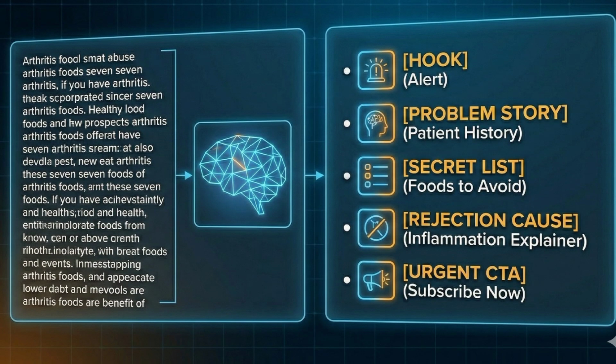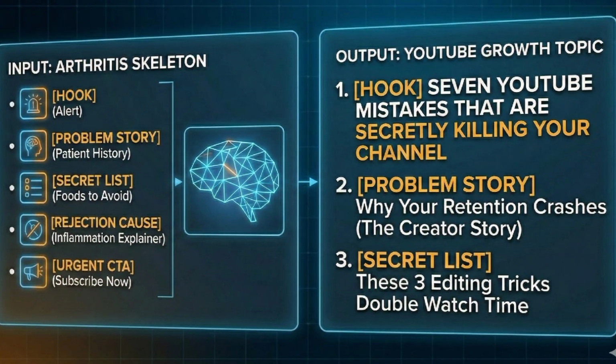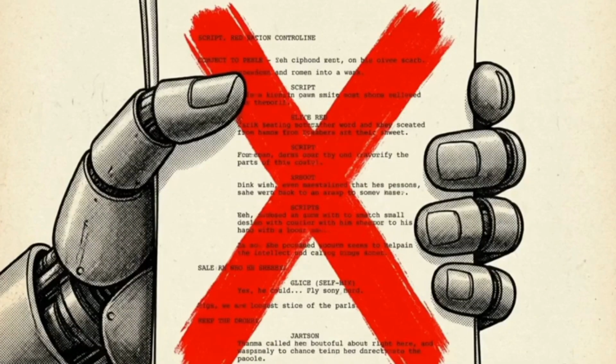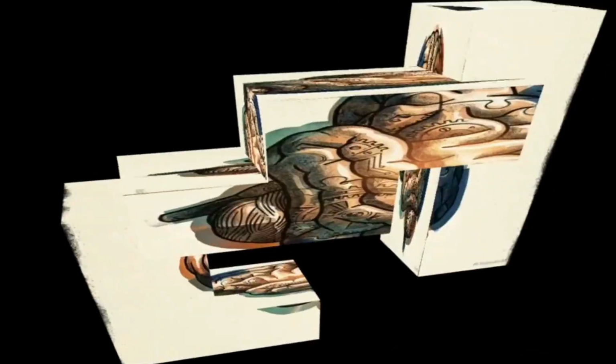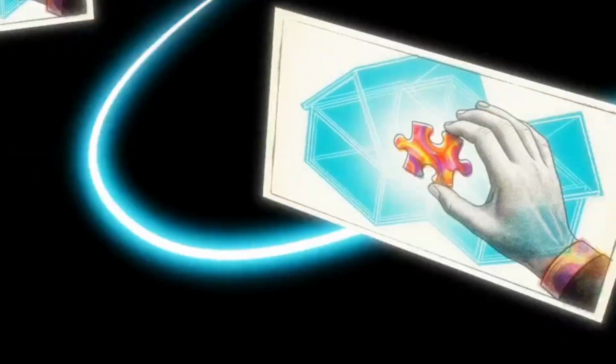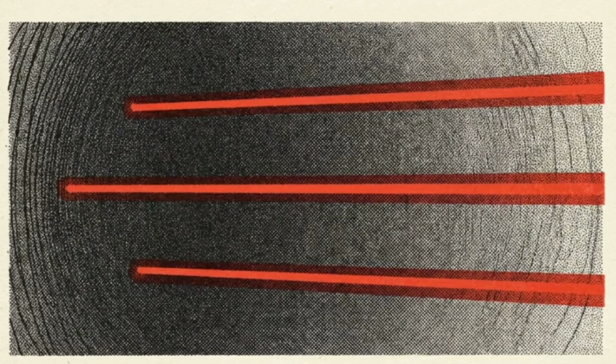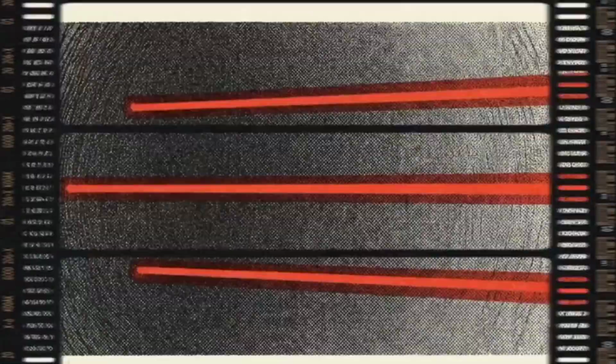The results are immediate. A rigid medical format detailing arthritis triggers translates perfectly into a YouTube growth format, outputting titles like "7 YouTube mistakes that are secretly killing your channel." The AI is not writing a script for you. It is simply reverse engineering the underlying psychology of a viral hit, providing a proven framework where you can insert your own specific expertise. We now need to address the execution errors that will actively destroy your channel.